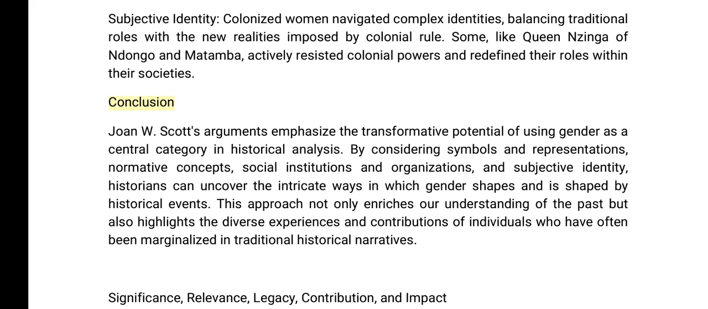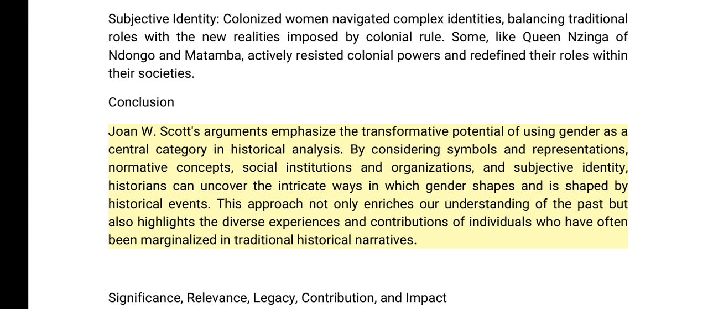Conclusion. Joan W. Scott's arguments emphasize the transformative potential of using gender as a central category in historical analysis. By considering symbols and representations, normative concepts, social institutions and organizations, and subjective identity, historians can uncover the intricate ways in which gender shapes and is shaped by historical events.